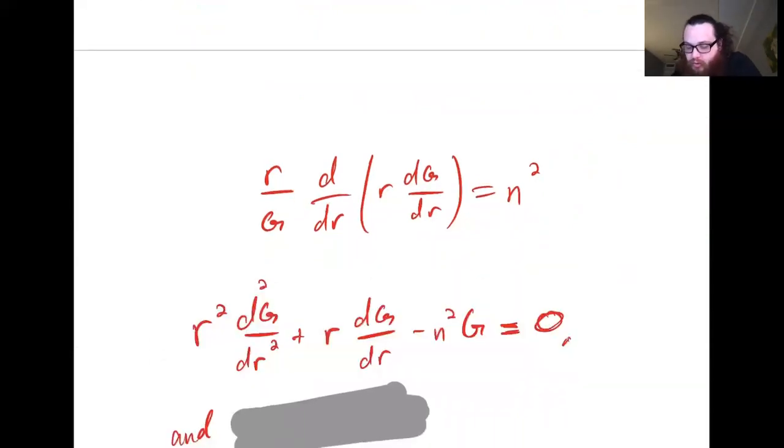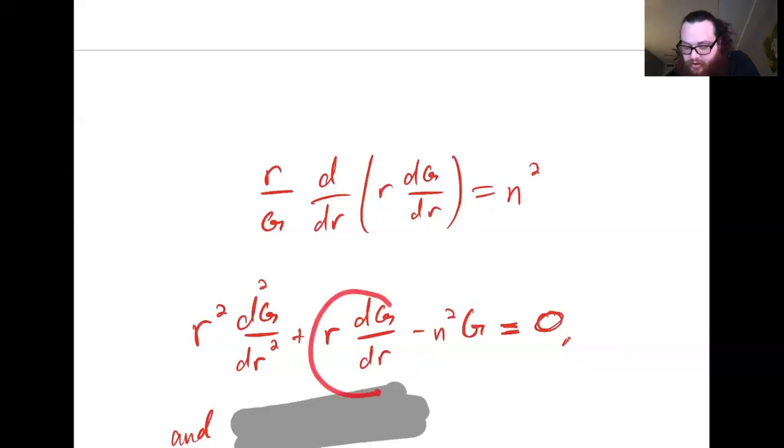What we're going to do is multiply through by G. So multiply G on both sides. We get the Gn squared. And what we're going to do as well is distribute this d/dr into this product. So we're going to use a product rule. So we have r times d/dr applied to r times dG/dr. Okay, that's going to give us r dG/dr because d/dr of r is 1.